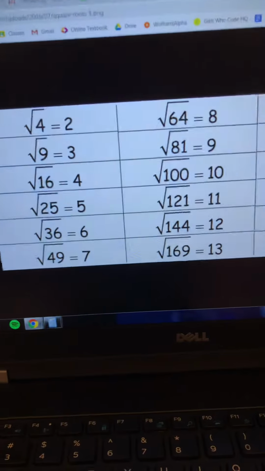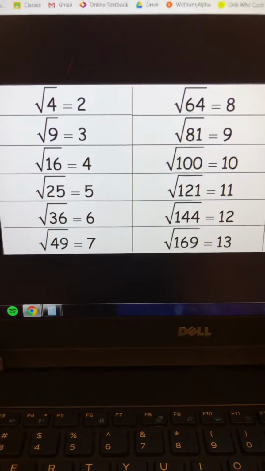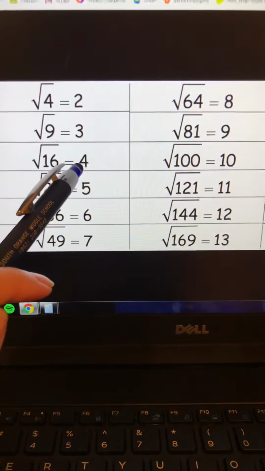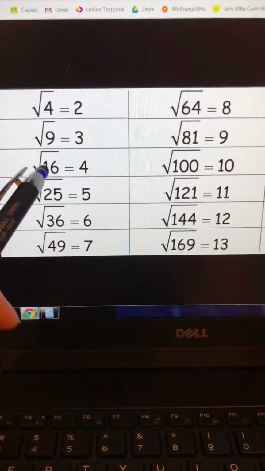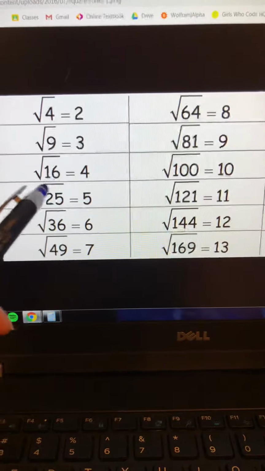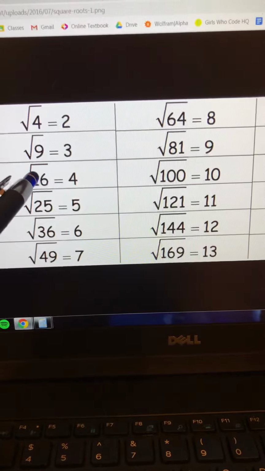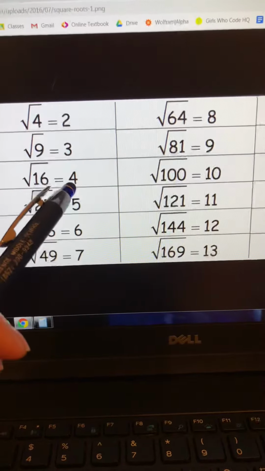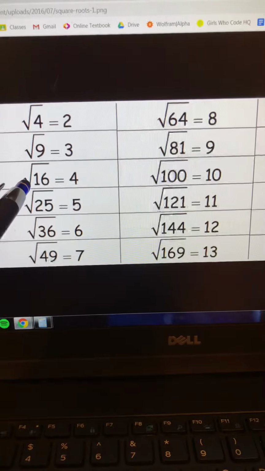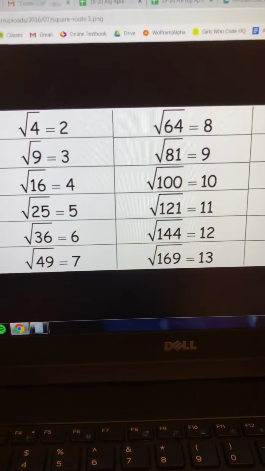Now, before starting this, I want to go over yesterday's lesson, which was basically figuring out what a perfect square and a square root was. A perfect square is a number when multiplied by itself gives you a number. 4 times 4 is 16, so 16 is a perfect square. To take the square root of something means to think, okay, what number times itself gives you 16? 4 times 4 gives you 16, so 4 is the square root of 16. It's like doing the opposite.